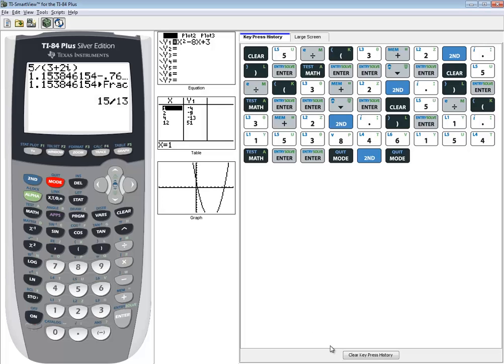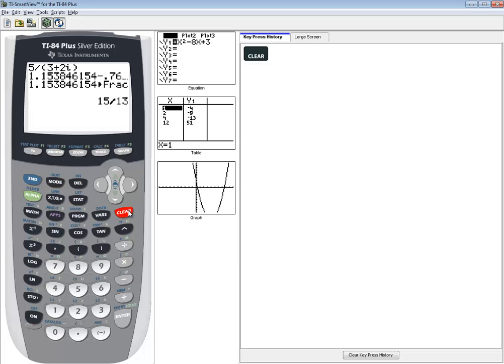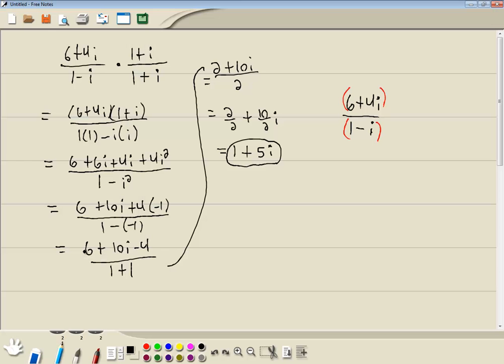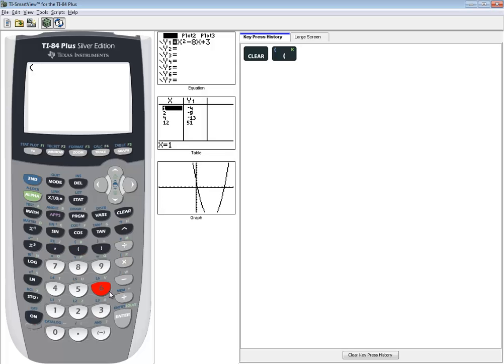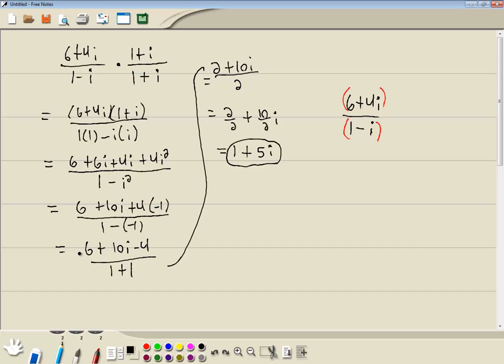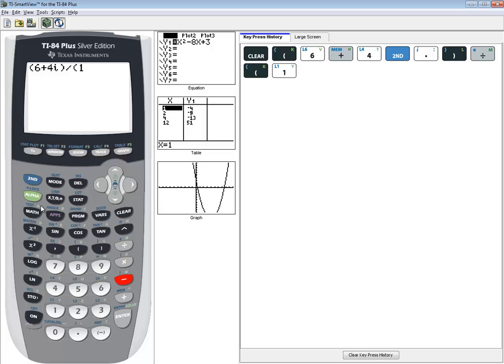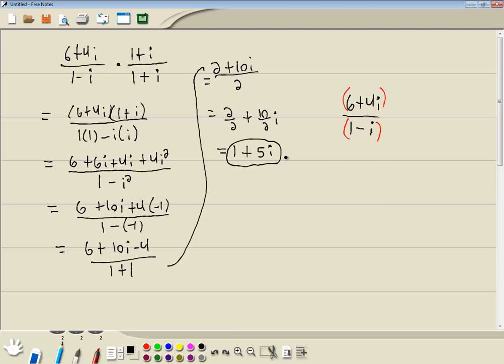You pretty much type it in exactly as you see it. So I'm going to do a beginning parentheses, 6 plus 4i. And I'll do second decimal, closing parentheses, divided by, beginning parentheses, 1 minus i. And I'll do second decimal for the i, and the closing parentheses, and then enter. And we get our 1 plus 5i.